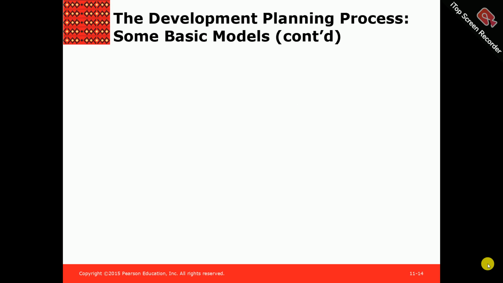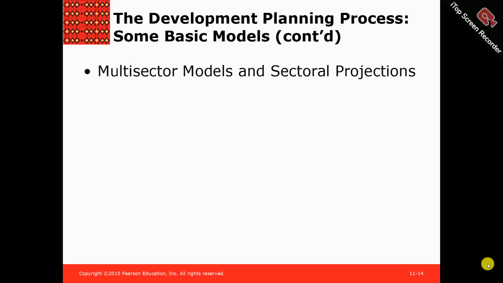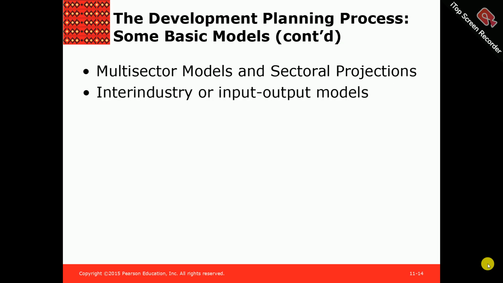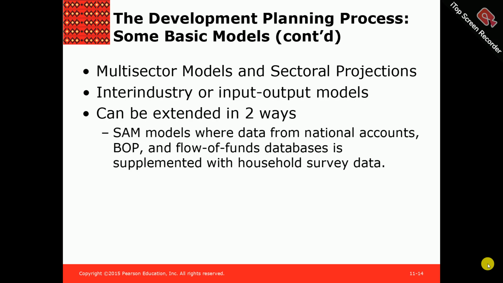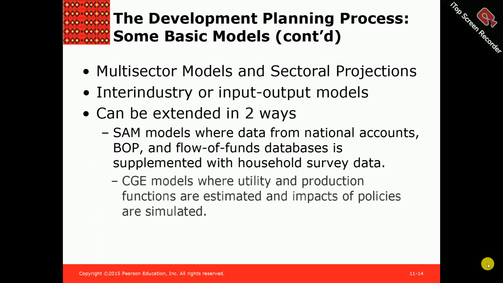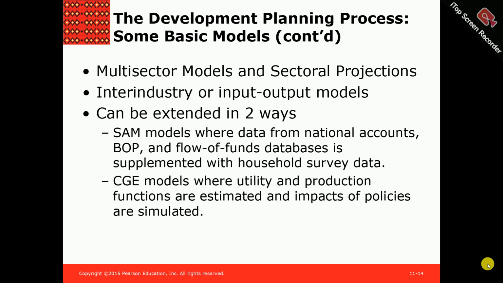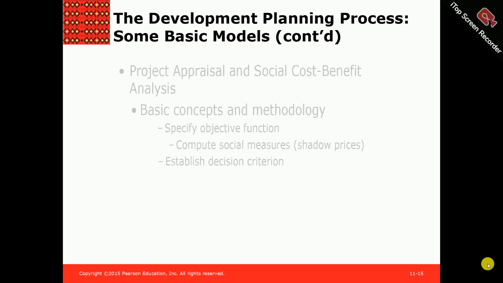And finally, we have the development planning process, some basic models. So we have some multi-sector models and sectoral projections. There are inter-industry and input-output models, and that can be extended in 2 ways. For example, we have the SAM model, that is social accounting matrix, where data from national accounts, balance of payments and flow of funds databases is supplemented with household survey data. Then there are computable general equilibrium models, where utility and production functions are estimated and impacts of policies are simulated.